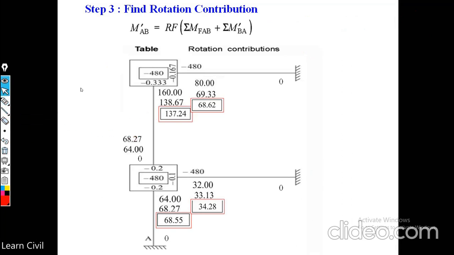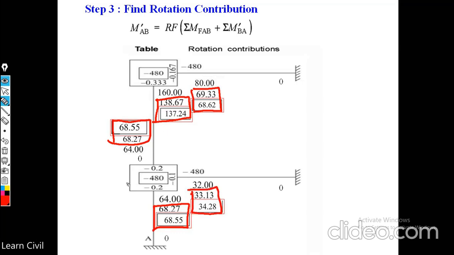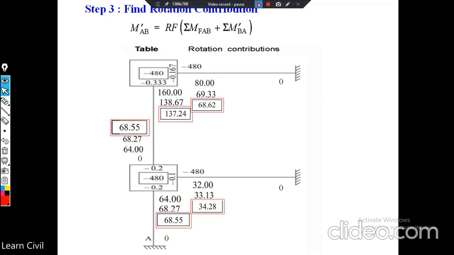You can see here the difference between these two consecutive values is very small. Again the difference is very small, and the same here. So we can stop here with this cycle number 3, because all the joints are handled now.